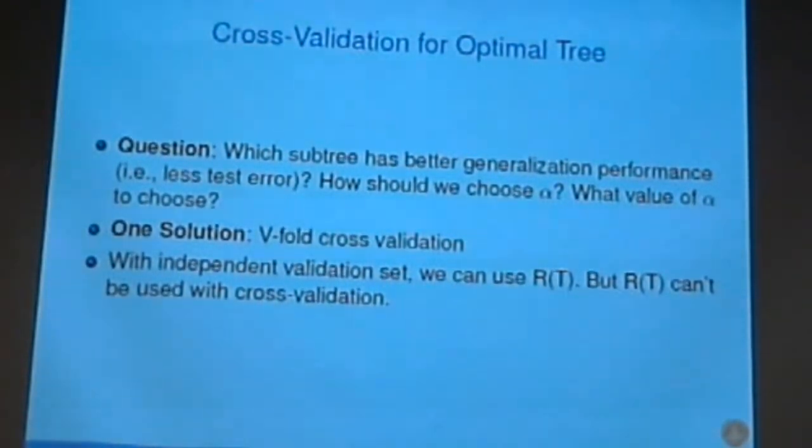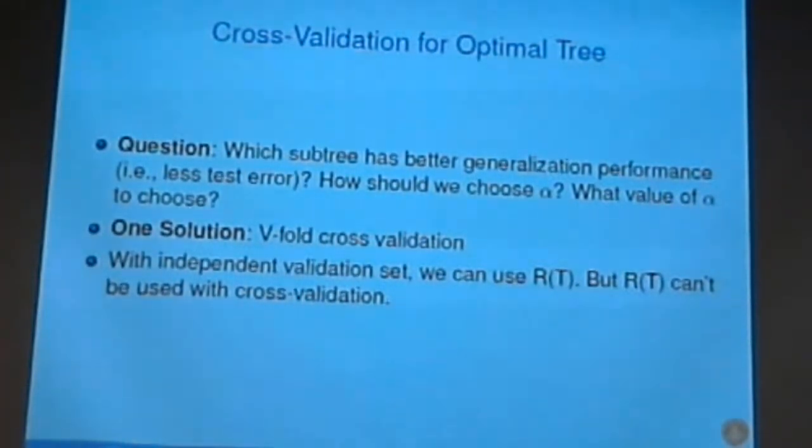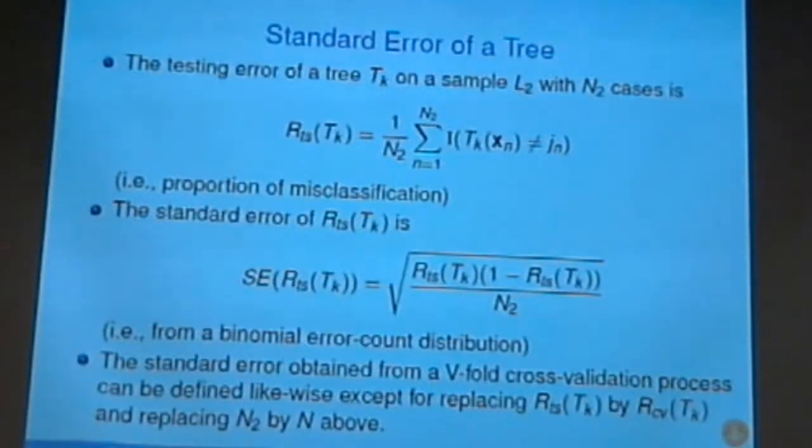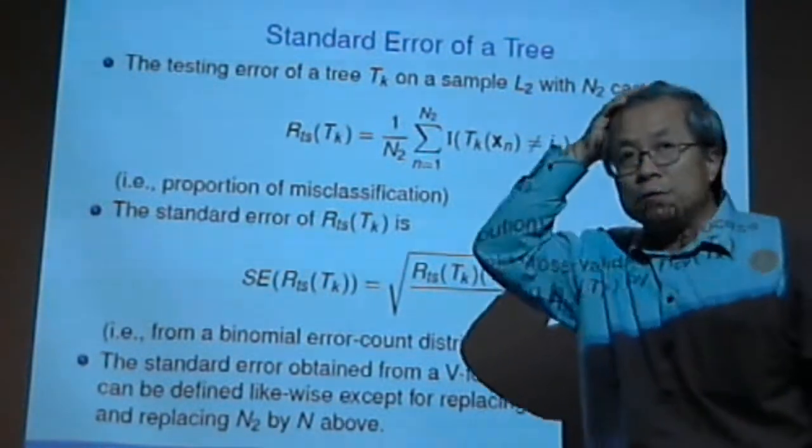One solution is to do V-fold cross validation, and by default, V is set equal to 10, so it's 10-fold cross validation. In our next class note, I will elaborate more on this choice of cross validation. And there's one thing that is also adopted in pruning the tree to come up with the optimal tree, which is the so-called one standard error rule.